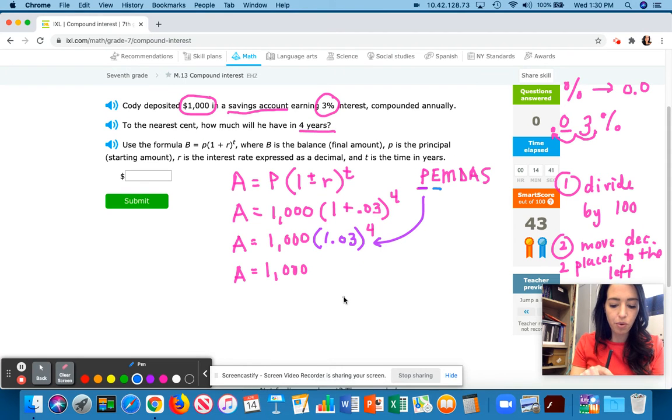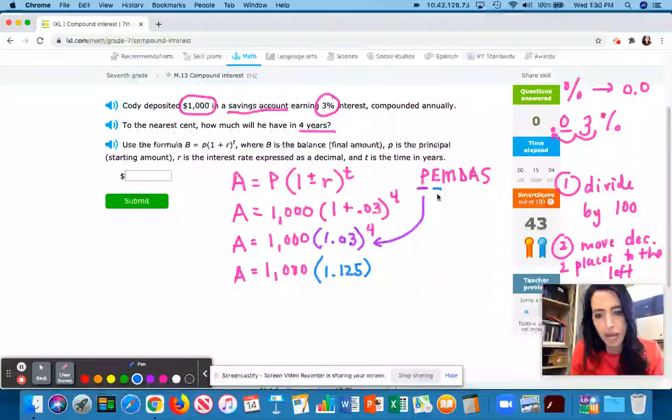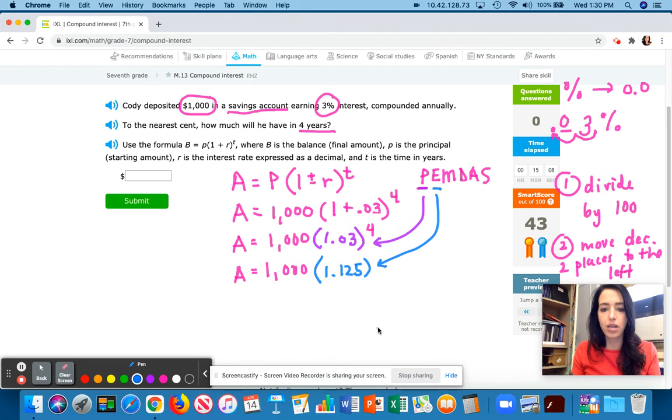So I'm going to put in parentheses 1.03 end parenthesis to the power of 4. And that is going to give me 1.125. I'm just going to go out 3 decimal places. Okay, so that was just me simplifying the exponents. Last but not least, I'm going to keep my pink. We have to now multiply. Okay, so I'm going to multiply 1,000 times 1.125.